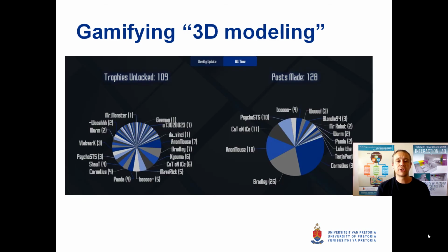And then this final screen shows an overall visualization of participation in the system. This allows the players to see who has participated where and who did what.